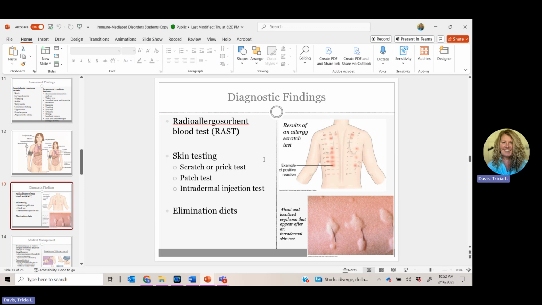And then we can always do elimination diets too. So if a patient says, well, I never have milkshakes and I had a milkshake for dinner and then I broke out with facial swelling, we could try to just eliminate that and see if they ever have any issues again, okay, things like that.